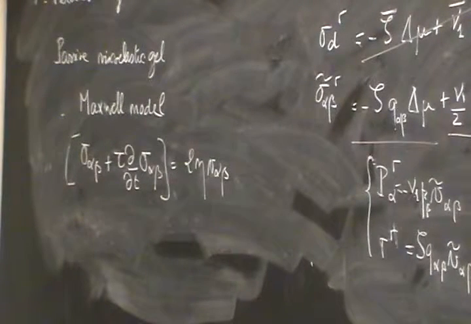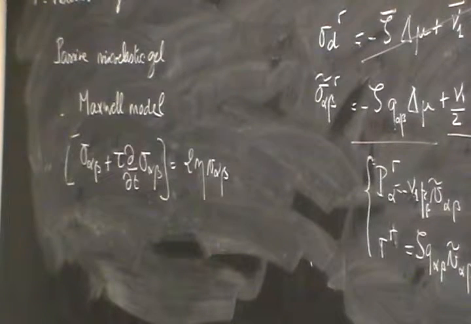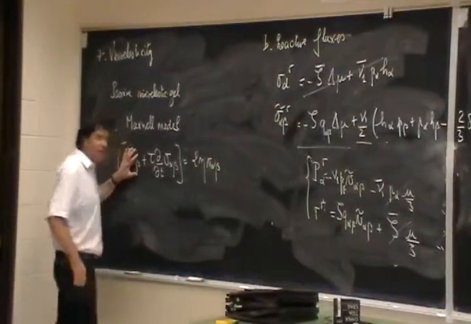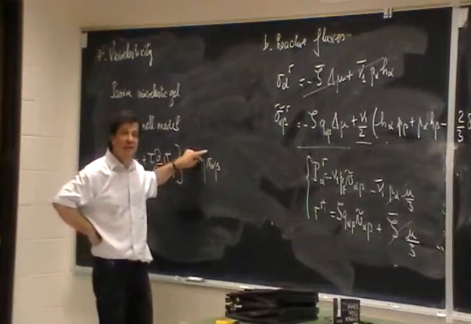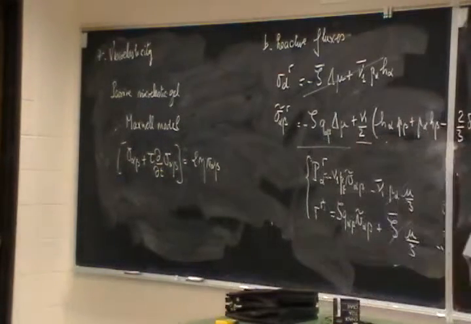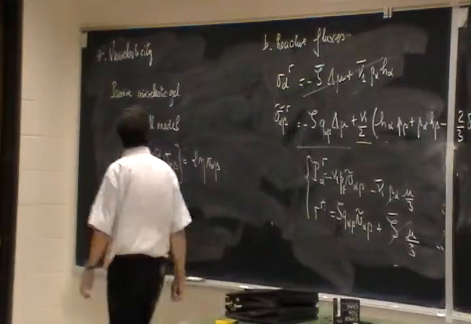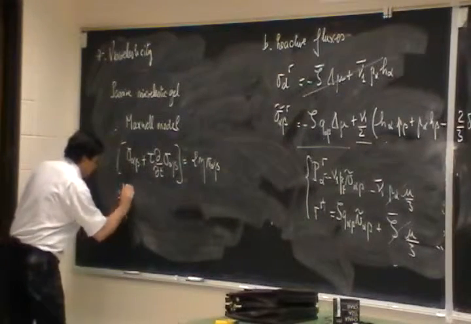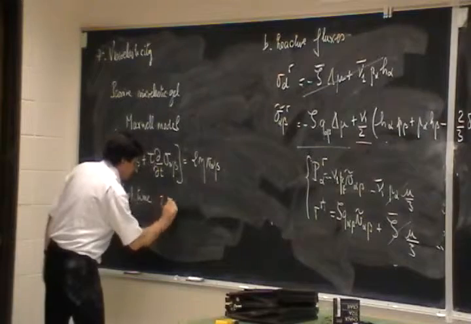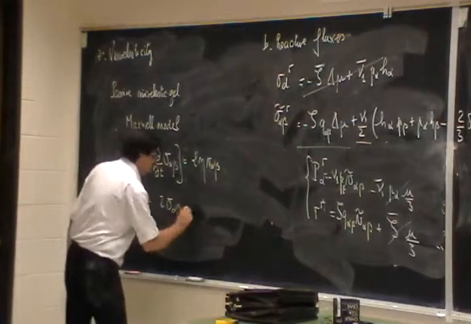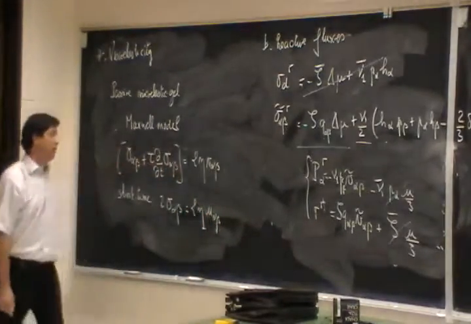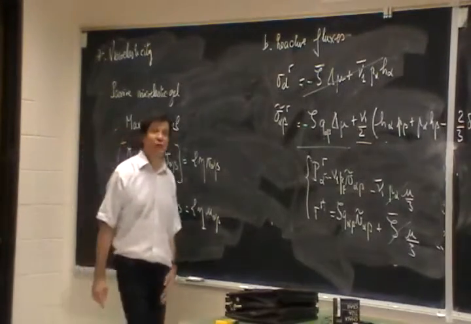My handwriting is nice. So what does this tell you? Suppose I take a system like this and I apply a shear. So I apply a step shear. At short times, this term is negligible. So d sigma dt is the velocity gradient. But the velocity gradient is just the time derivative of the deformation. So at short time after a step shear, if I integrate that, I get tau sigma alpha beta equals 2 eta U alpha beta. Or if you want, the stress is proportional to the deformation.